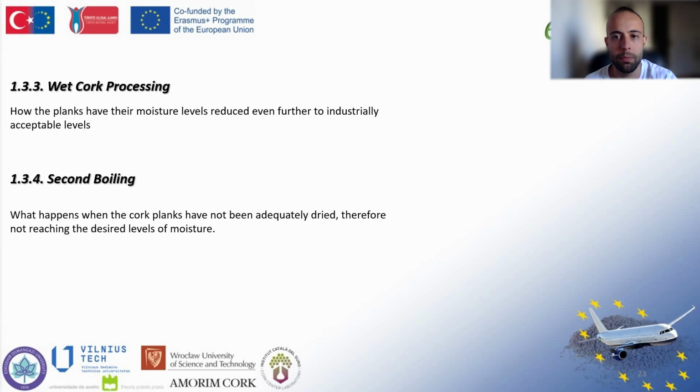We will see that some planks need some extra processing to have their moisture levels reduced even further to industrially accepted levels. And in some cases, when they have not been adequately dried, they need to go through a second process of boiling so that they can be industrially processed.